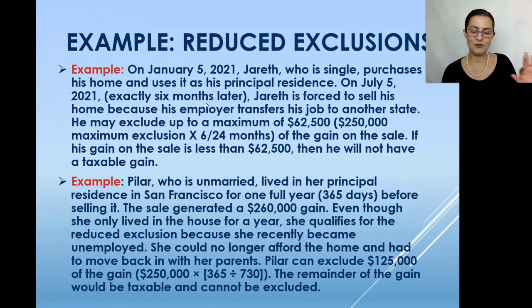So every example that I've been giving you so far has been a situation where the taxpayer is allowed a full exclusion. So they are allowed to exclude a full $250,000 of gain, or in the case of a married couple, $500,000 of gain. Now, when we're talking about reduced exclusions, this is a scenario where a taxpayer will qualify for an exclusion, but they're not allowed to take the full $250,000 or the full $500,000 in the case of a married couple. They're allowed to take it, but they're only allowed to take less.